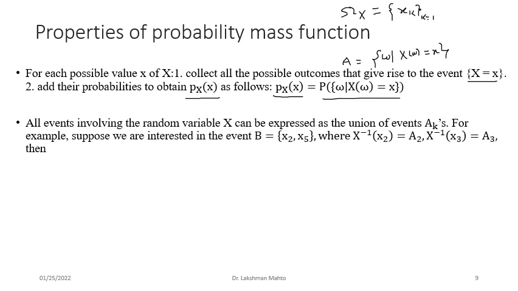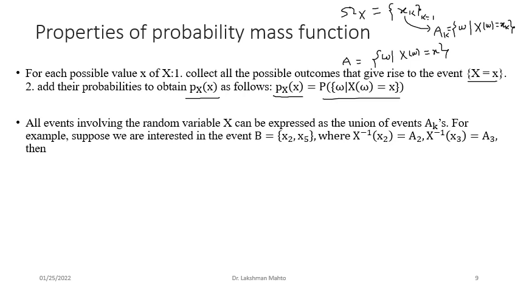So with respect to each x_k, we can define the corresponding pre-image A_k. What would A_k be? Here it is the collection of all outcomes in the sample space which have been mapped to small x_k. A small x_k, a small letter, denotes one specific value. So the A_k are actually within the sample space.